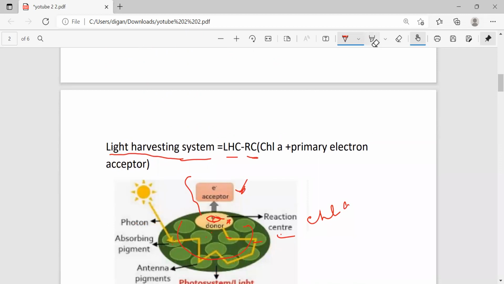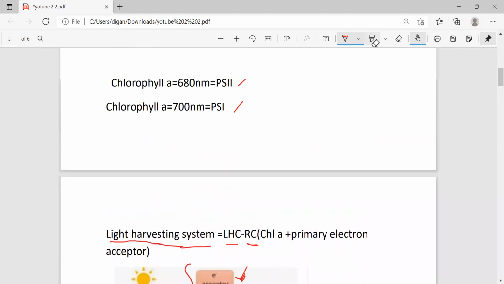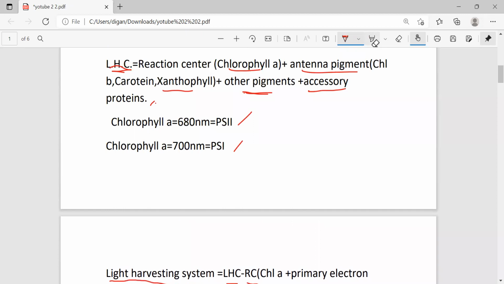So when this chlorophyll A, which is the reaction center, has maximum light absorption at the wavelength of 680 nanometer, then that light harvesting complex is named photosystem 2. And when the absorption is maximum at 700 nanometer, then that light harvesting complex is known as photosystem 1. You can simply remember that 680 has two different numerals, 6 and 8. That's why it is named photosystem 2.